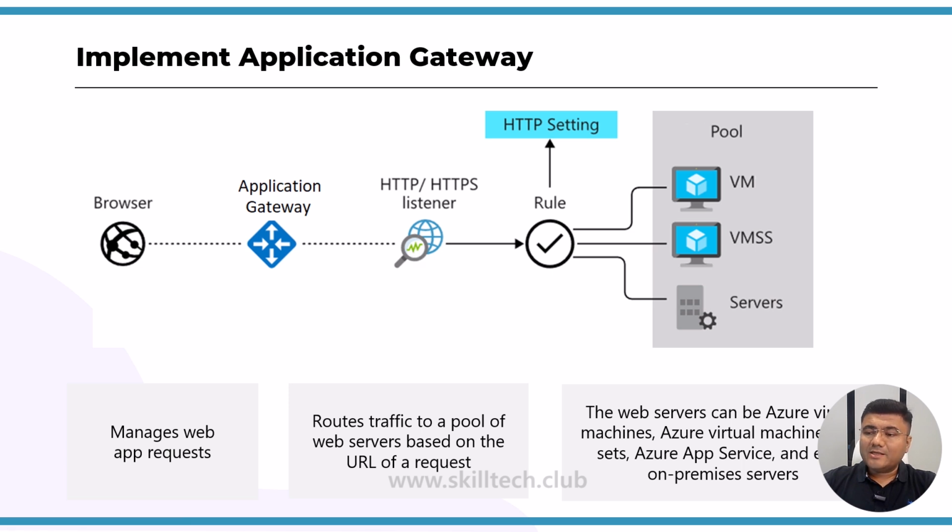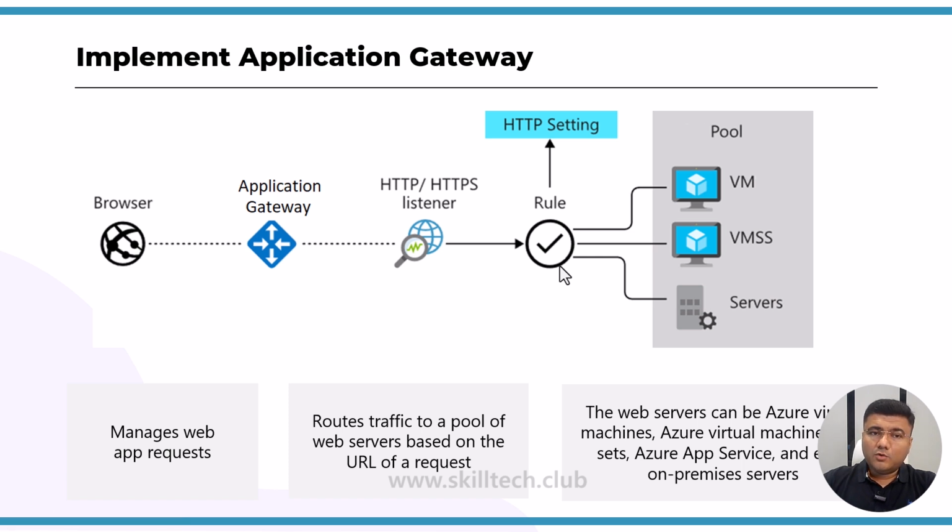So this is going to manage the web request and route the traffic to the pool of web servers based on the URL of the request. So you're maybe going to have multiple things on the right side. Maybe it's just a virtual machine, or maybe it's a scalable virtual machine using a virtual machine scale set, or maybe you have some kind of on-premise servers available. Any of these can be added as a backend pool configuration, and then based on the rules which you're configuring inside this, it's actually going to do the load distribution.